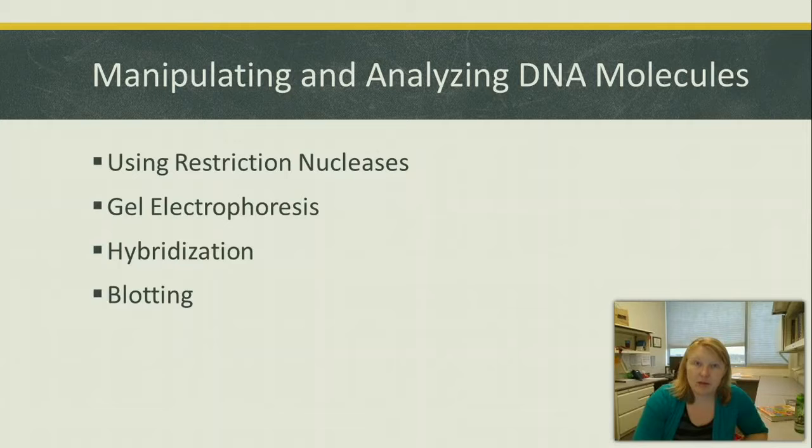Let's talk about what we're going to focus on for topic 1. There are 4 assays I want you to understand. The first is using restriction nucleases. The second is gel electrophoresis. Then we're going to talk about hybridization, which we've already talked about before, but we're going to talk about it again. And then we're going to talk about blotting.